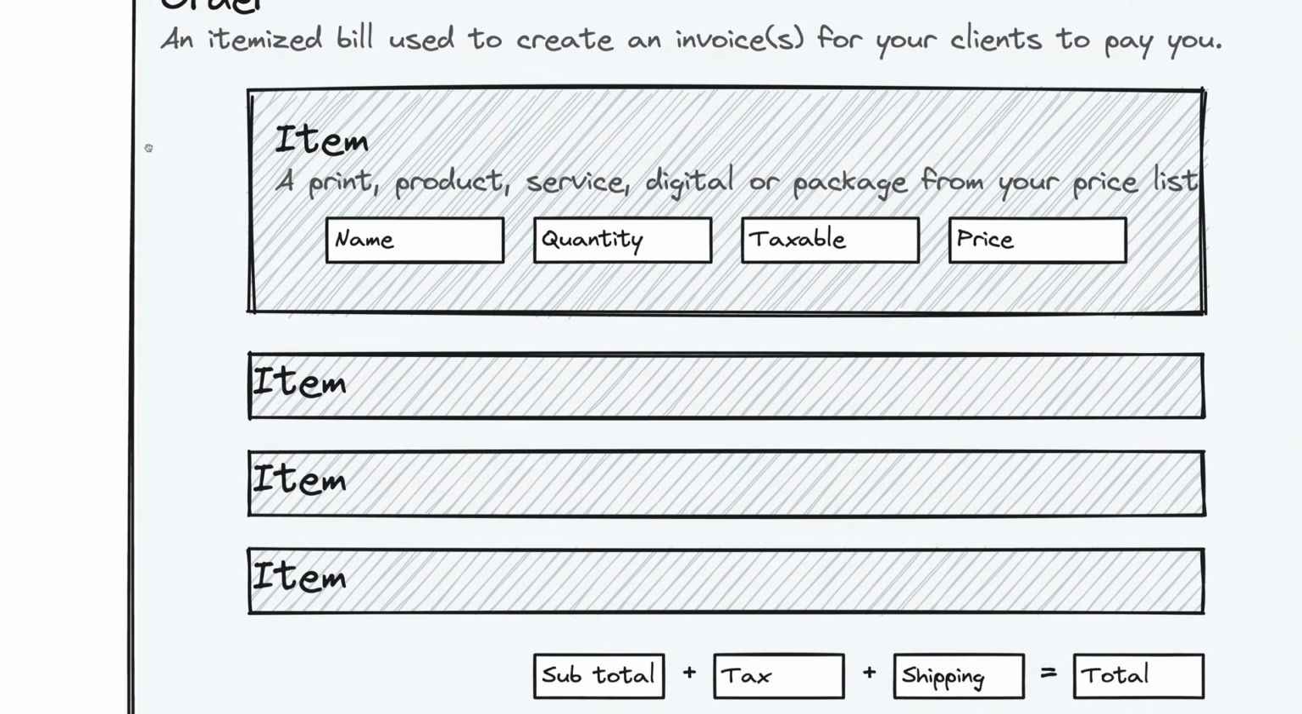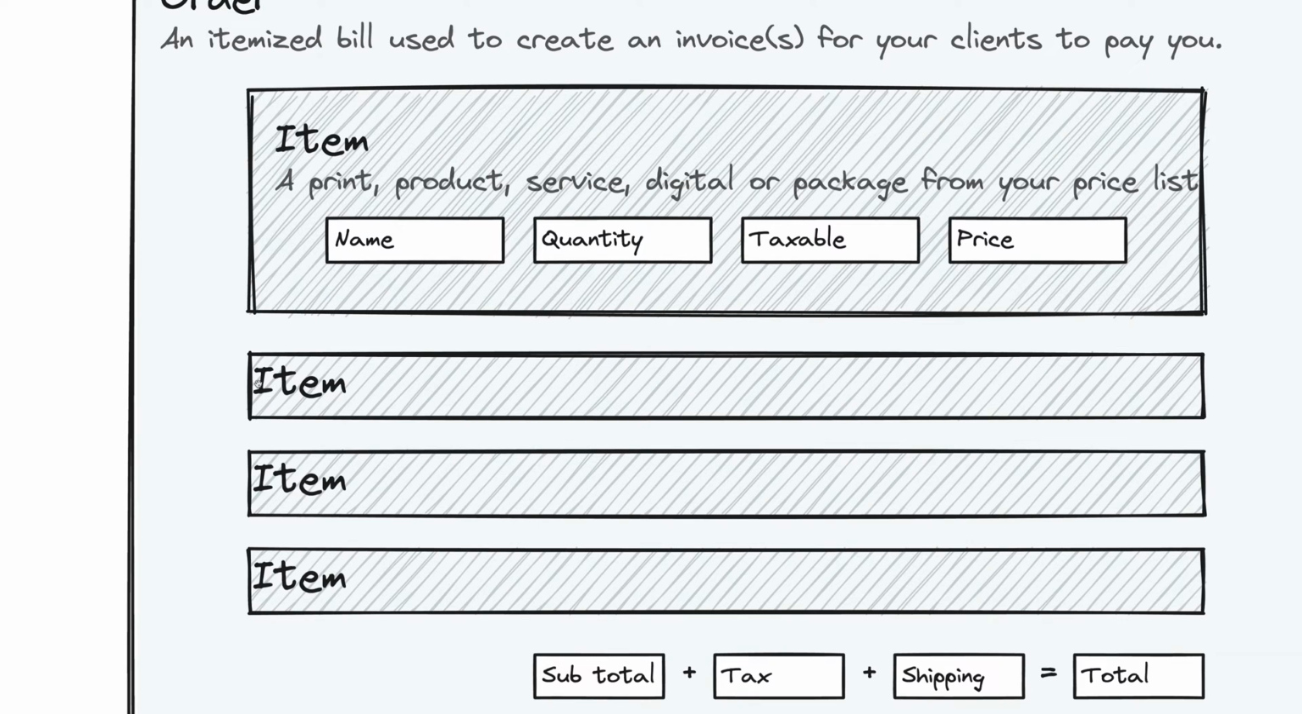In an order, you add as many items as you'd like, and an item can be a print or a product or a service or a digital file or even a package that you have in your price list. And for each one of those items, you specify obviously the name, the quantity, how many of it there are, the taxable state, is this item taxable or not, and then the price if you want to override it. Most of these are set up in your price list, but you can override it on each individual order.